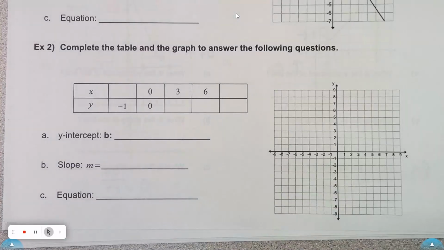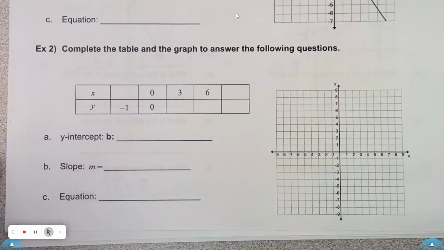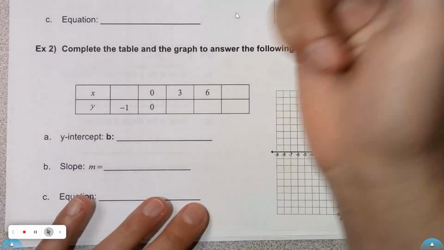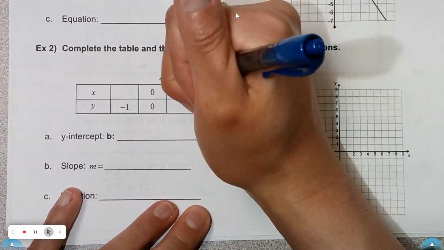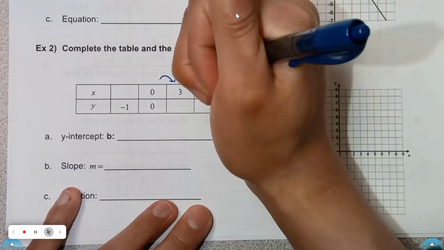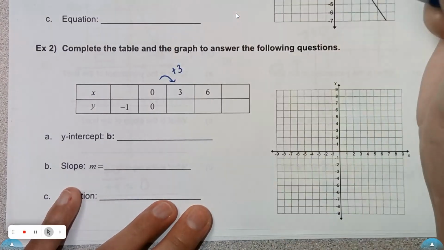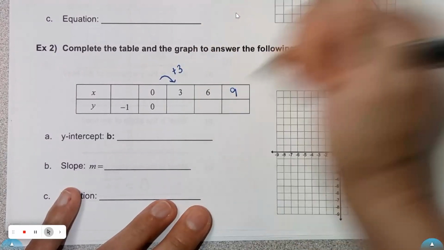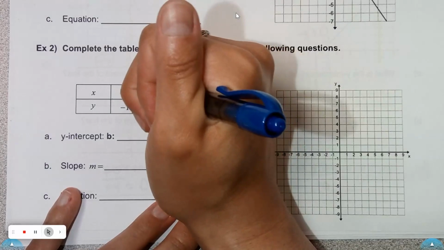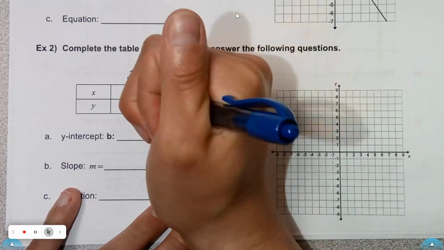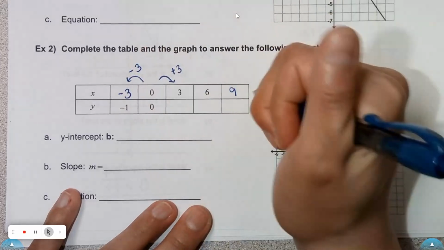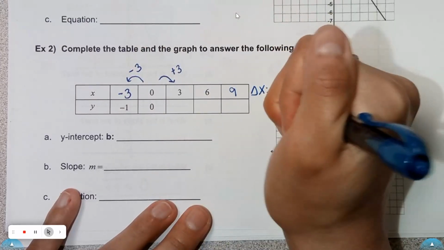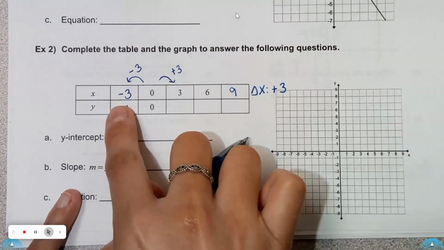All right, this one, the graph is missing, right? The line is missing, but that's okay, we can add the line. So what I'm gonna do is I'm gonna see what the top row is changing by. So to go from 0 to 3, and then from 3 to 6, it looks like I'm adding by 3. So if I keep that pattern going, 3 plus 6, I get 9. However, to go in the opposite direction, we're gonna subtract. So this becomes negative 3. My change in x then is plus 3, right? Because we're always going from left to right.